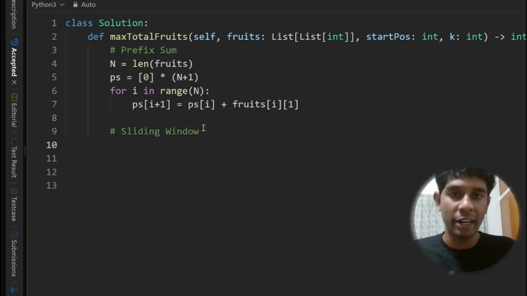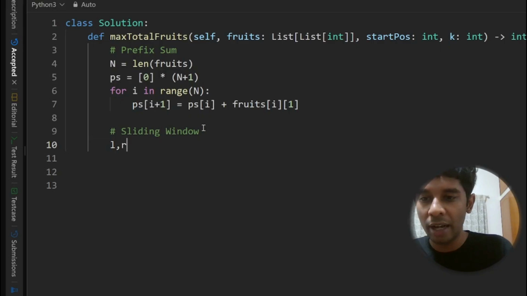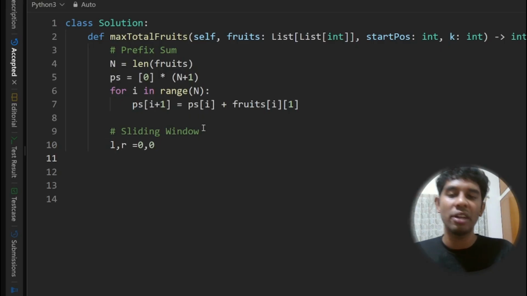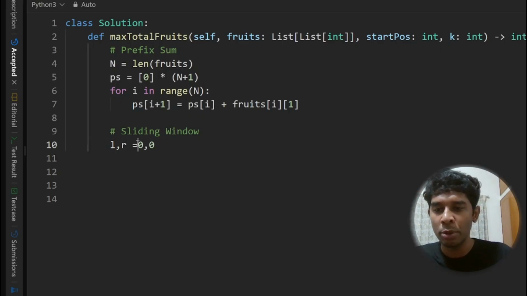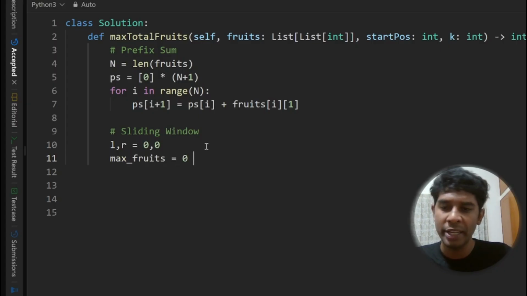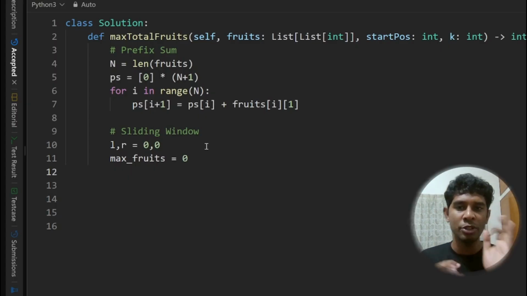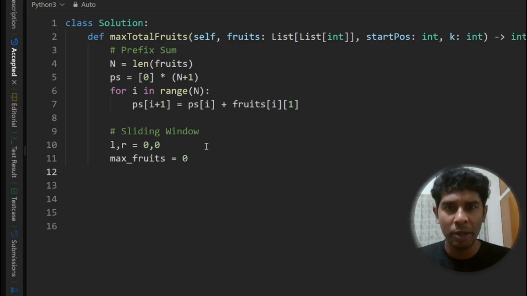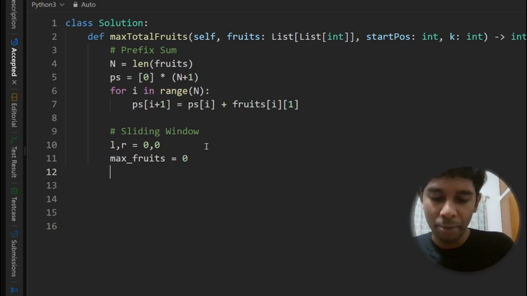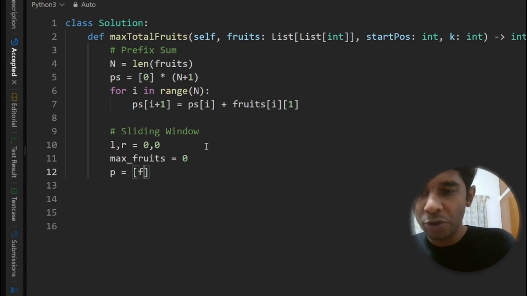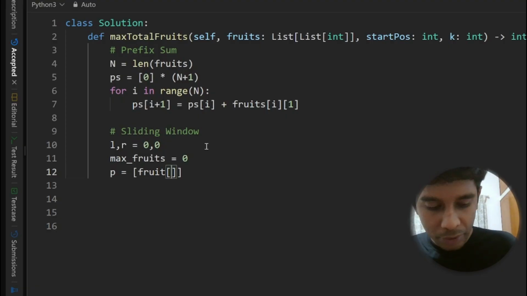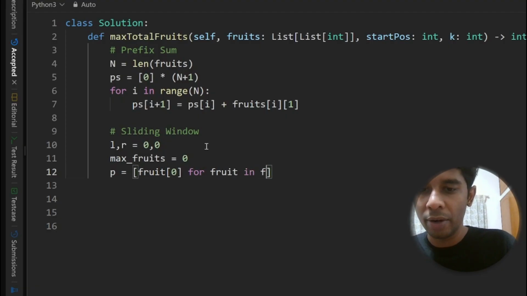Now let's go to the sliding window aspects. So first, L comma R is equal to 0 comma 0. Initially both left and right pointers are at 0 comma 0. And then what I need is my max fruits value. Max fruits will initially also be 0. And now let me just extract the positions individually of the fruits and place them in another list. It's going to make my writing very simple. You don't have to do that, but it just makes my writing very simple. So fruit of 0 for fruit in fruits.